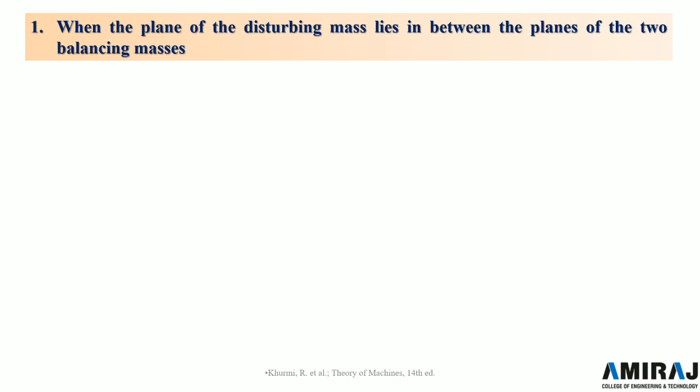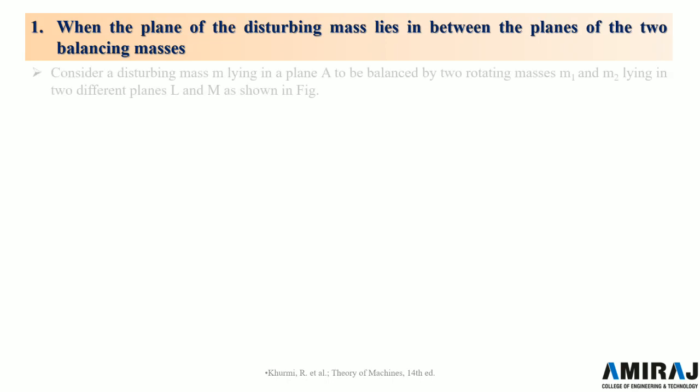The first case is when the plane of the disturbing mass lies in between the planes of the two balancing masses. Where is the plane of the disturbing mass? It is between the planes of the two balancing masses, in between the two of them.